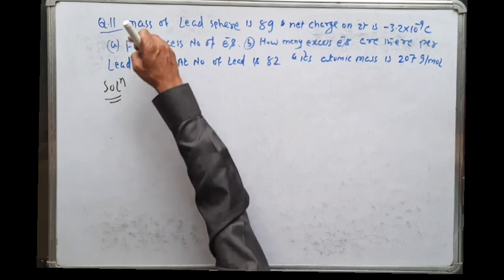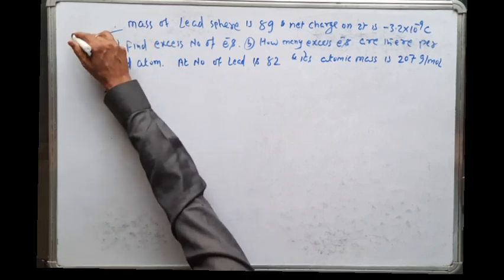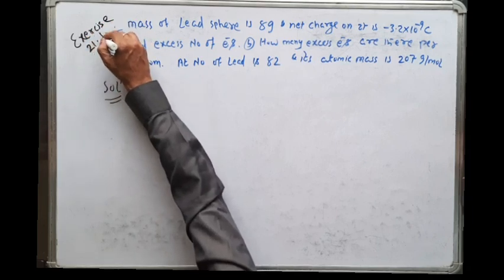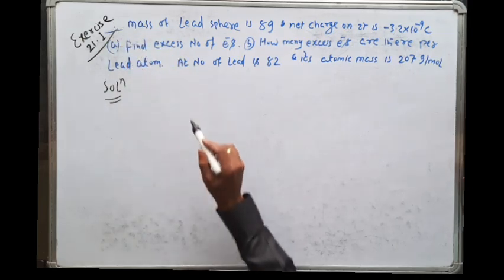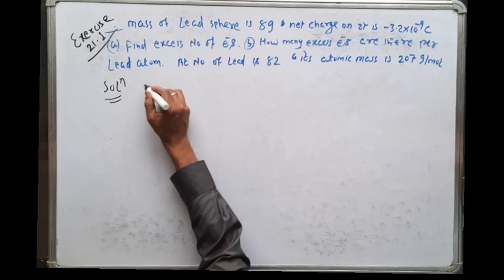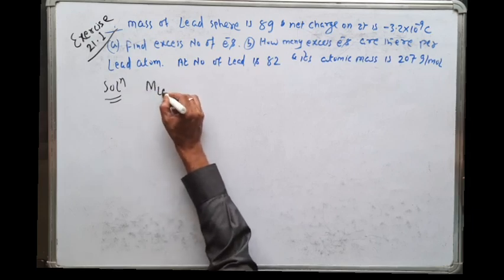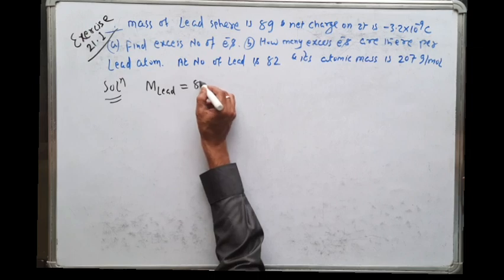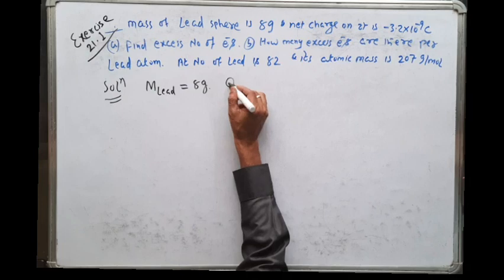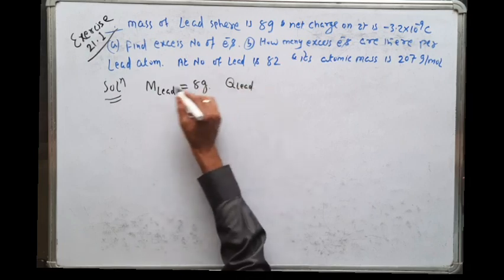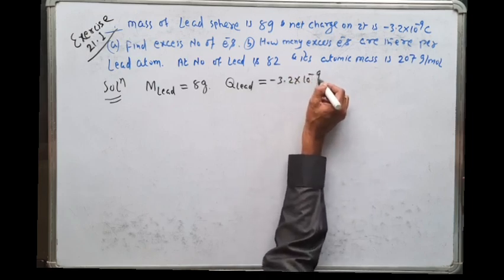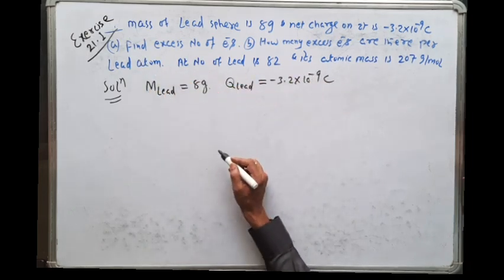Now this is question number 11, exercise 21.1. The question is given. The mass of the lead sphere is 8 gram. And the net charge on this 8 gram of lead is equal to minus 3.2 times 10 to the power minus 9 coulomb. You have to find the excess number of electrons.